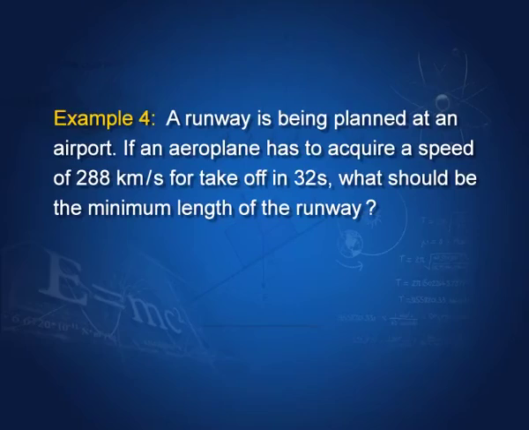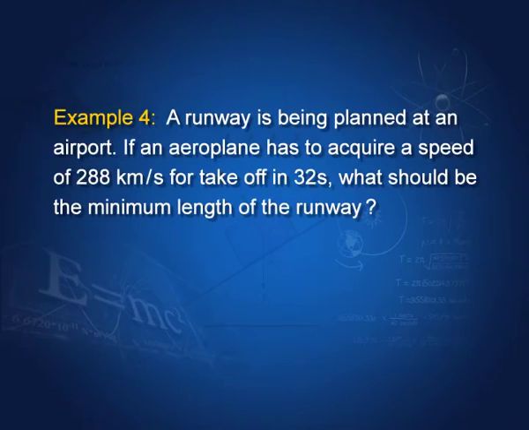Take another example. A runway is being planned at an airport. If an aeroplane has to acquire a speed of 288 kilometers per second for takeoff in 32 seconds, what should be the minimum length of the runway? If you have seen an airport, there is a long road on which the aircraft travels, attains speed and then ultimately takes off. This road is called the runway.